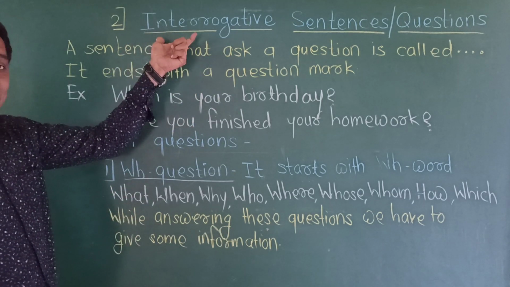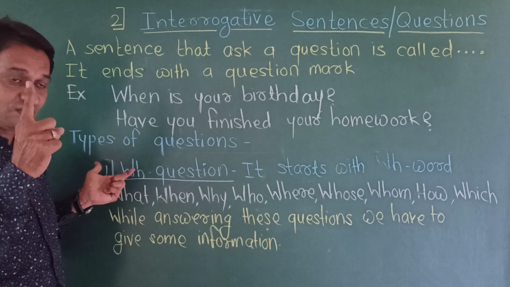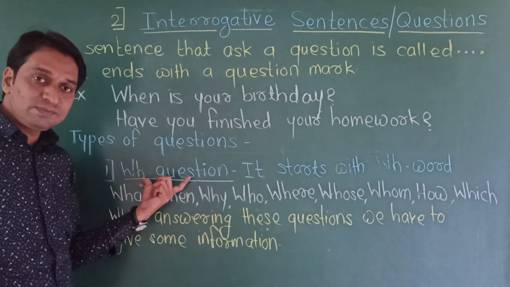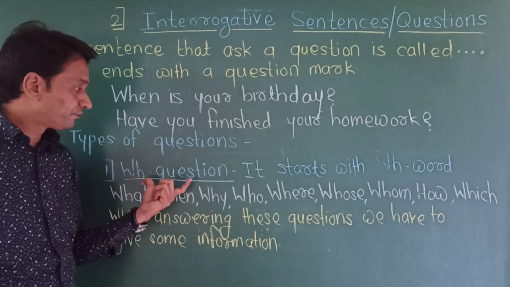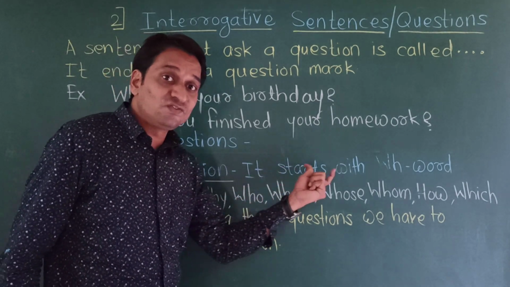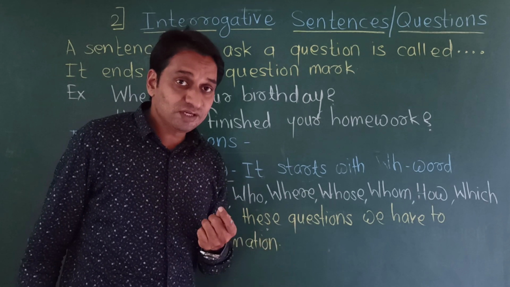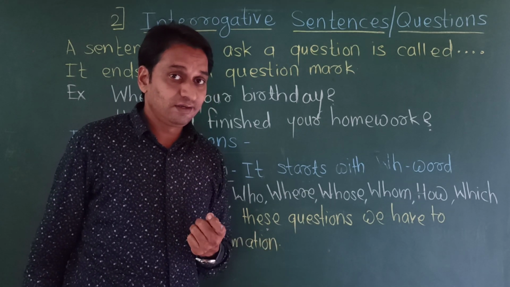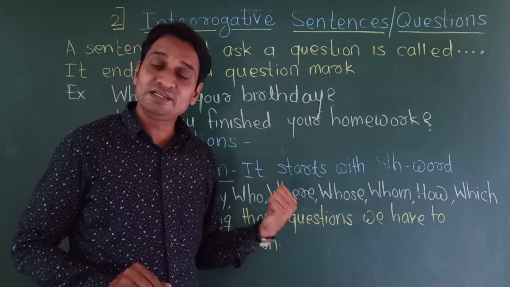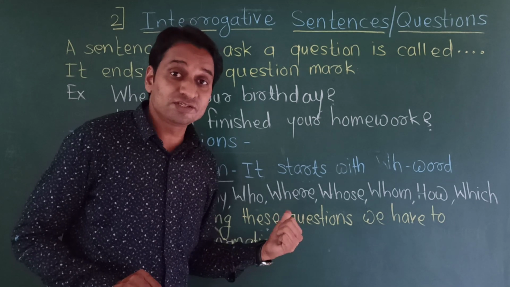Now, interrogative sentences have 2 types. The first one is WH question. Now what is meant by WH question? First of all, it starts with WH words. If the question starts with a WH word and in the last there is a question mark, then such types of questions are called WH questions.